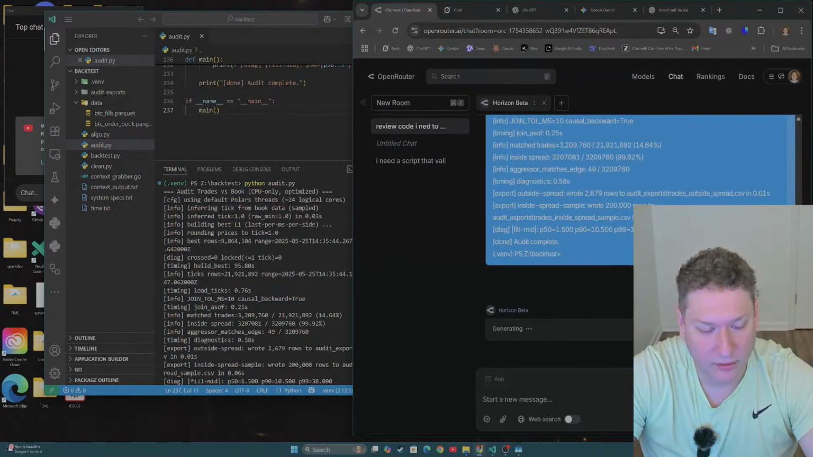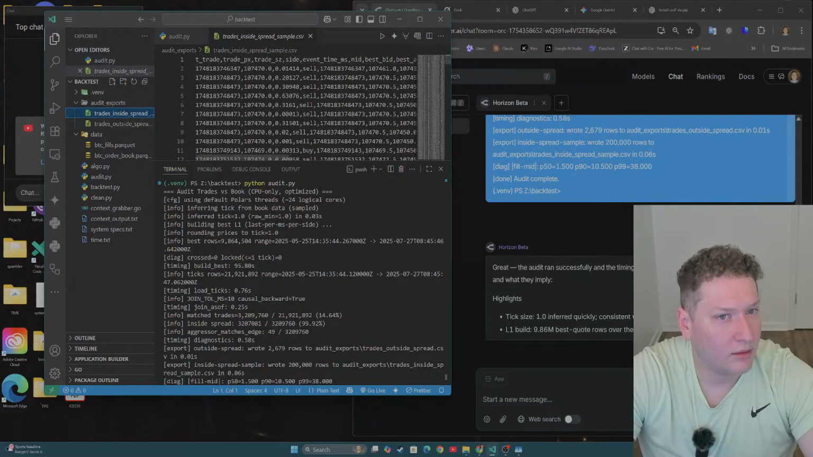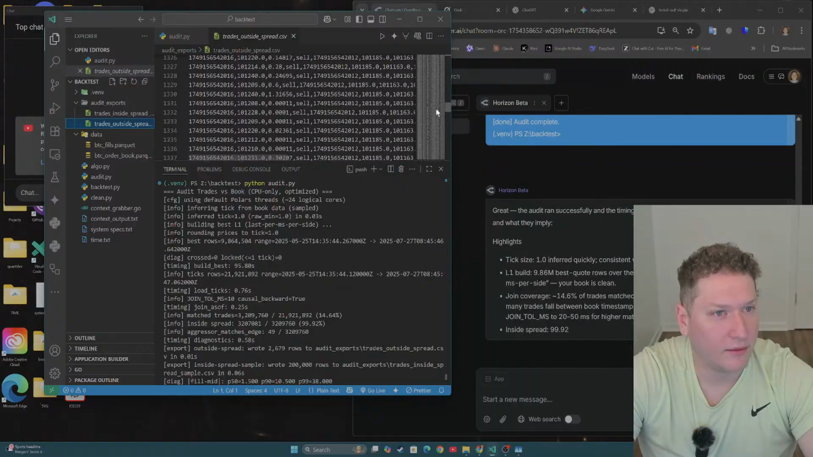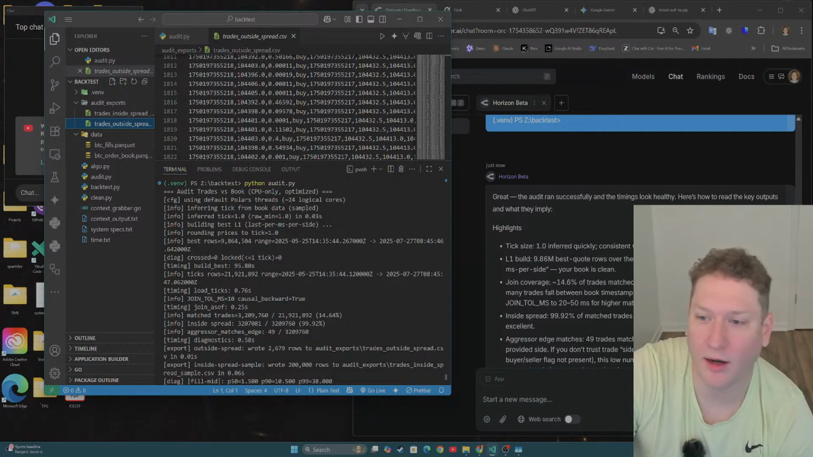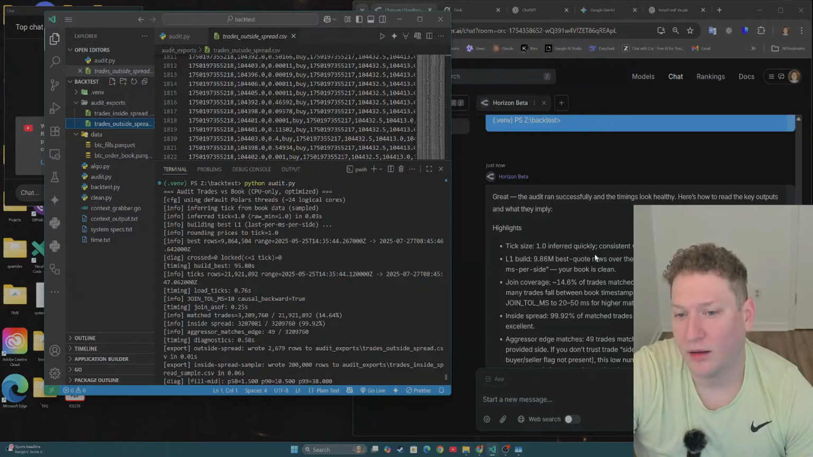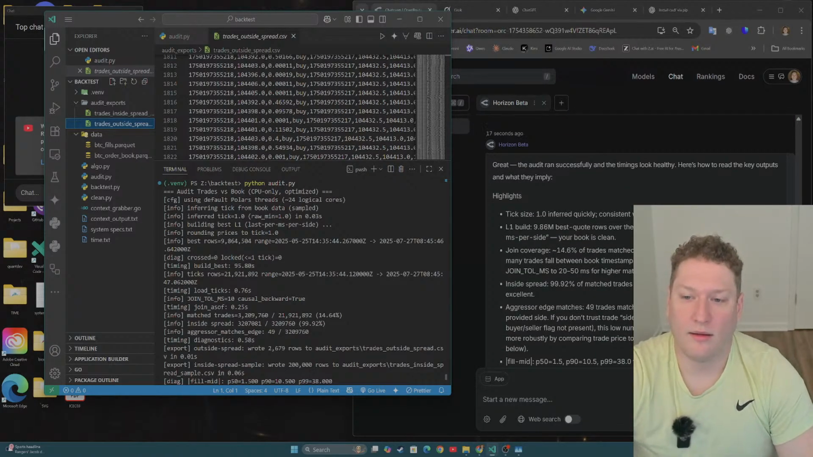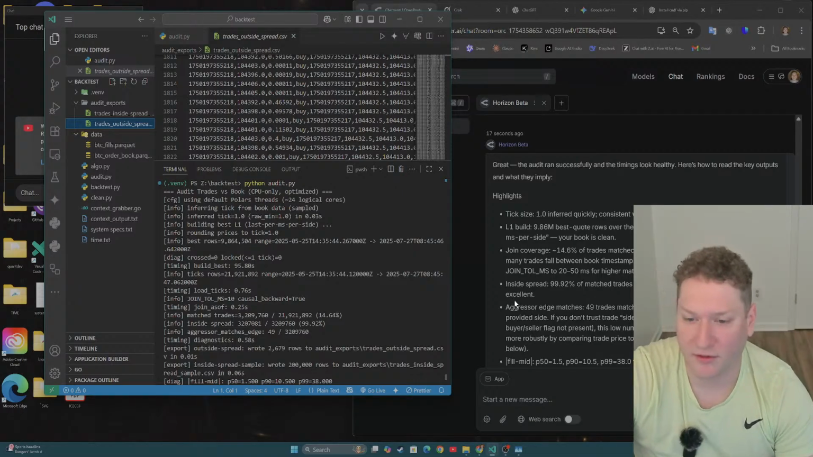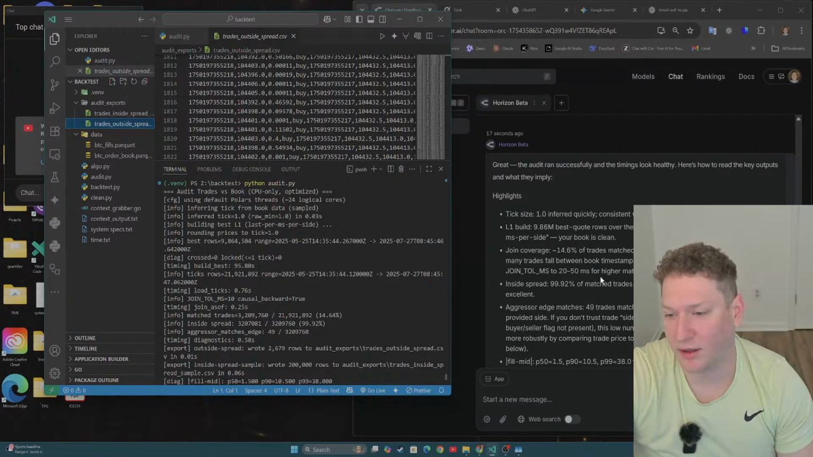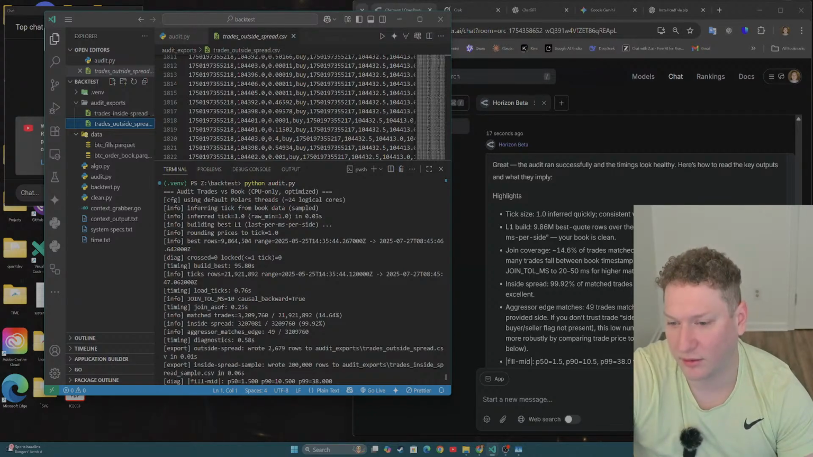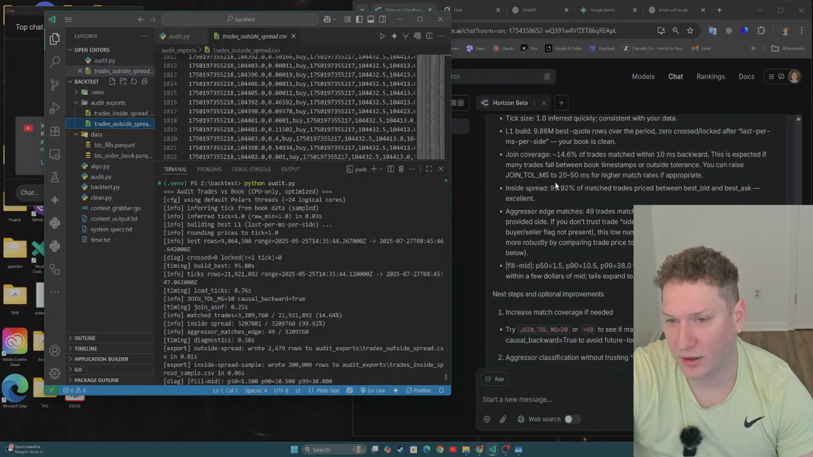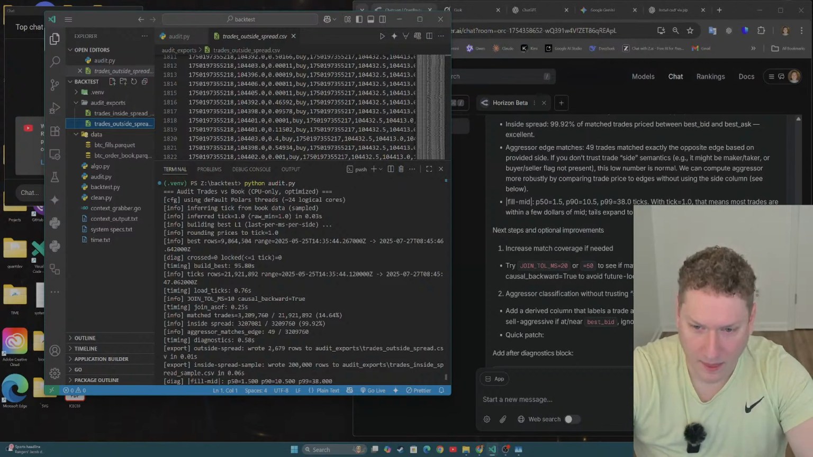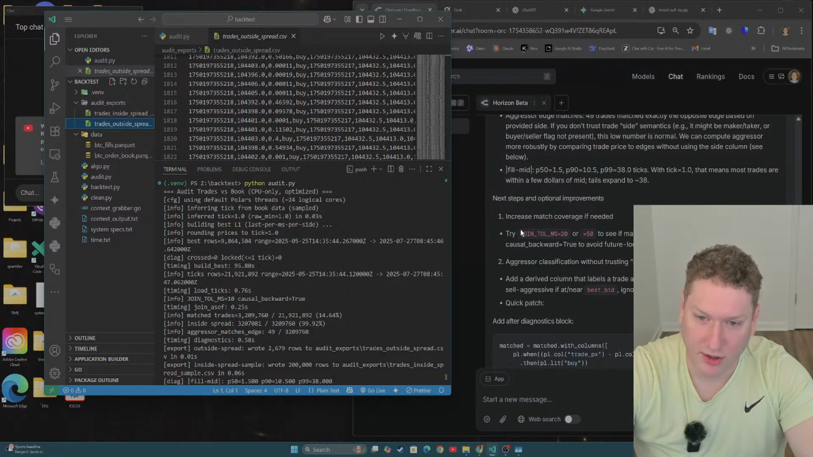Got the data. We got a giant inside, outside. Great, the audit ran successfully, and the timings look healthy. Okay. Join coverage. This is expected if many trades fall between book timestamps or outside tolerance. You can raise join. So the join coverage looks low. So we need to adjust the join coverage.